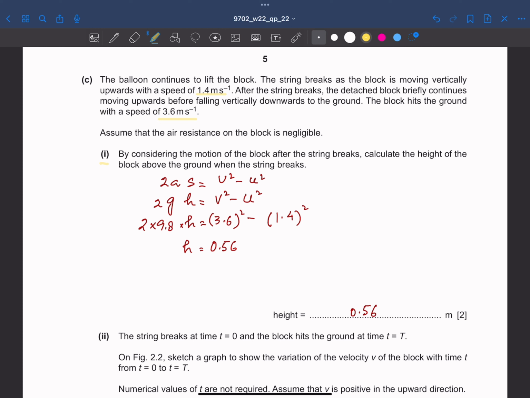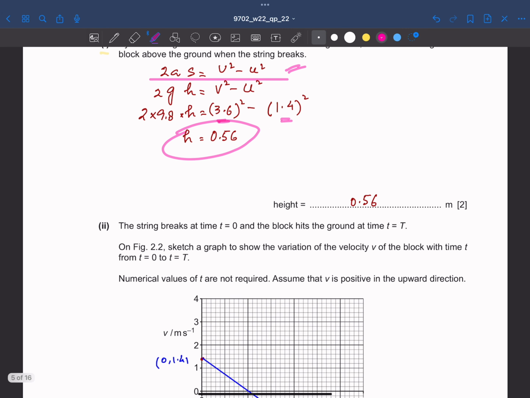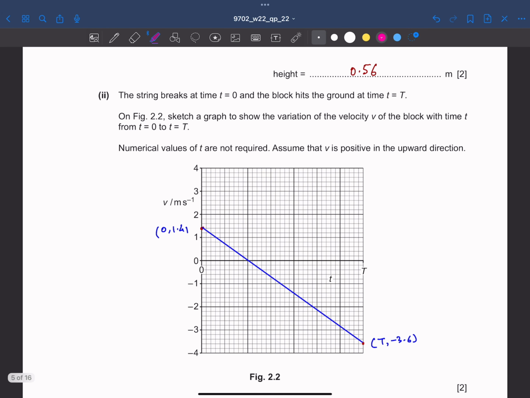Part 1. By considering the motion of the block after the string breaks, calculate the height of the block above the ground when the string breaks. So the simple thing is that the equation we know, the third equation of motion, is 2as is equal to v squared minus u squared, and all these values are given, like this 3.6 is given here, and the initial velocity is 1.4. So ultimately you can use this formula, and you are getting this height, which is nothing but 0.56. I think it's simple.